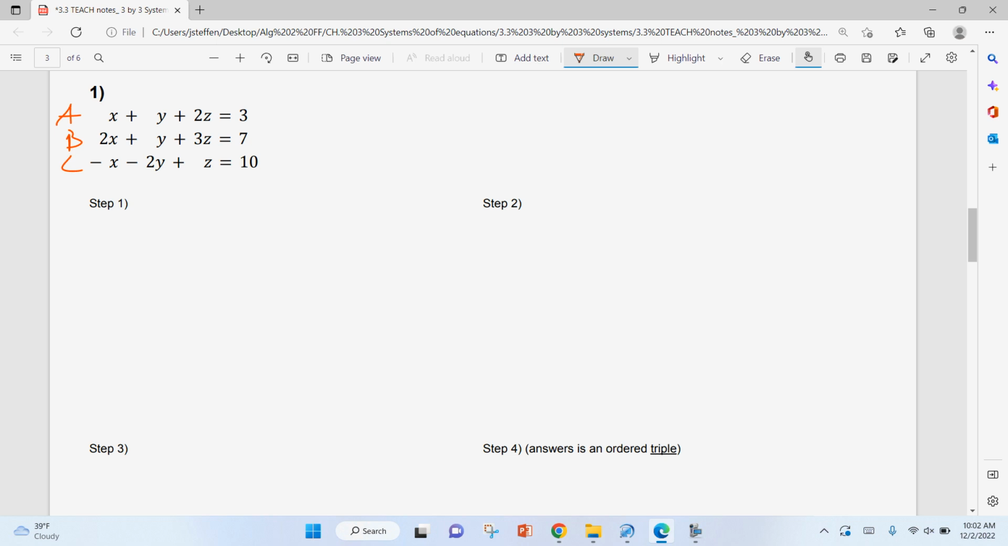So I'm going to add a and b to get, or sorry, a and c. And so on my step 1, I write down a, and I copy that down. x plus y plus 2z is equal to 3. And then equation c is what I'm adding to that. So I have negative x minus 2y plus z is equal to 10. Again, a really good way to stay organized.